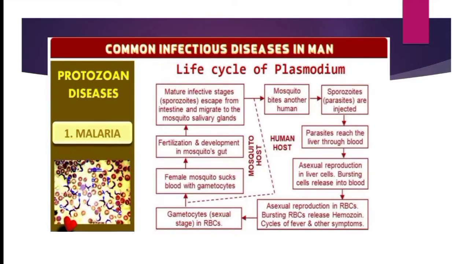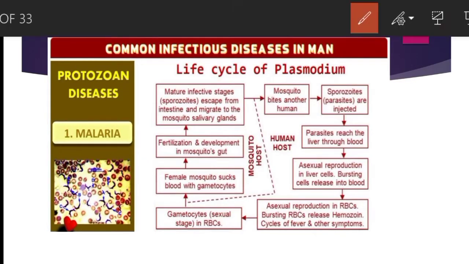So this is again the flow chart of the life cycle. When the mosquito bites the human body, the sporozoites are released. Sporozoites are the parasites. The sporozoites reach the liver through the blood. There the asexual reproduction takes place, because of which the cells burst and the parasites or the sporozoites are released in the blood.